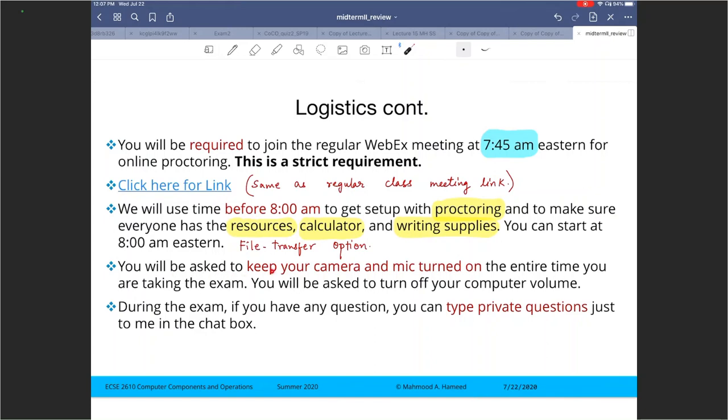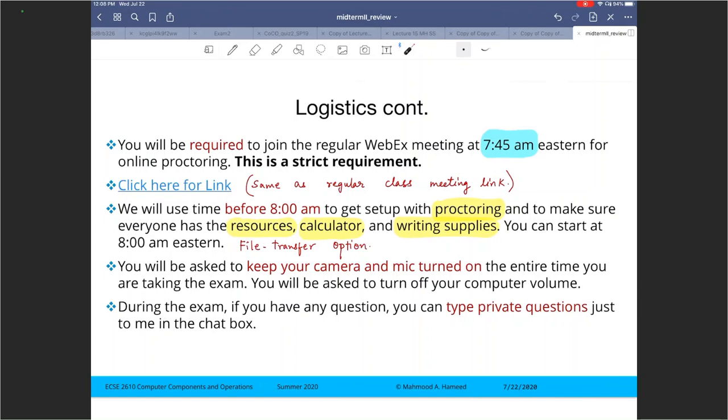During the exam, you will be asked to keep your camera on and microphone on so that I can see you and hear you. Now, if you are uncomfortable with the background, you can use a fake background in WebEx. So even that is okay. But you will be required to keep your camera on and microphone on the entire time.